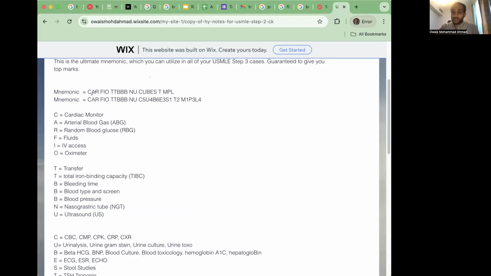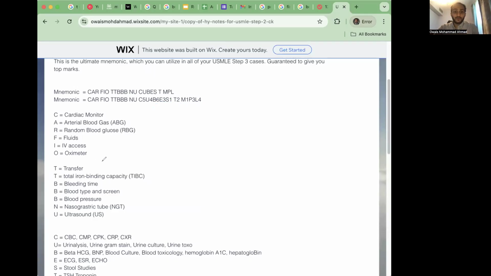Second thing you want to know is that CUBES T MAPLE is going to be the key. The C stands for five different tests, U stands for four, B stands for six, E stands for three, S stands for one, T stands for two, M stands for one, P stands for three, and L stands for four. Having said that, let's come into what all of these stand for.